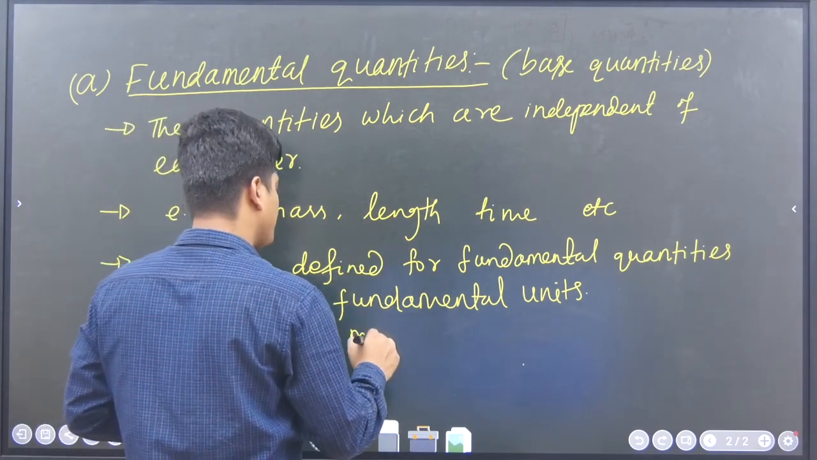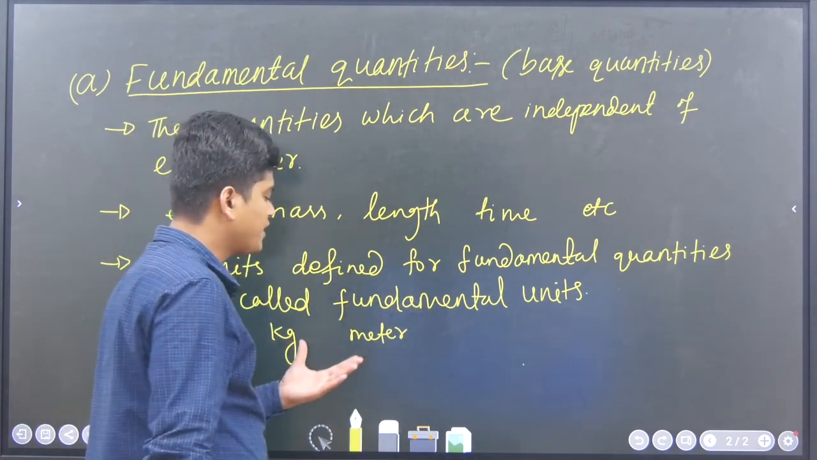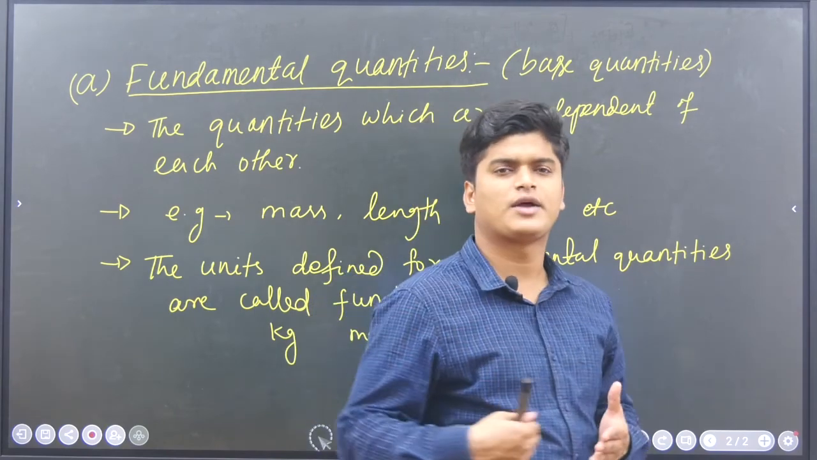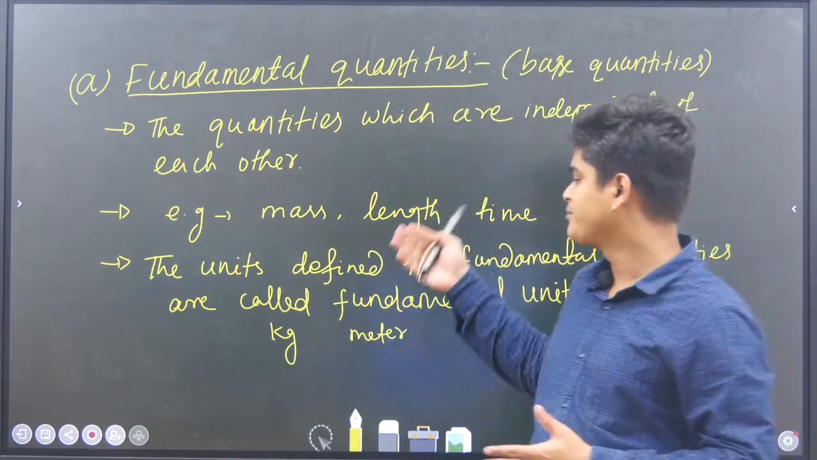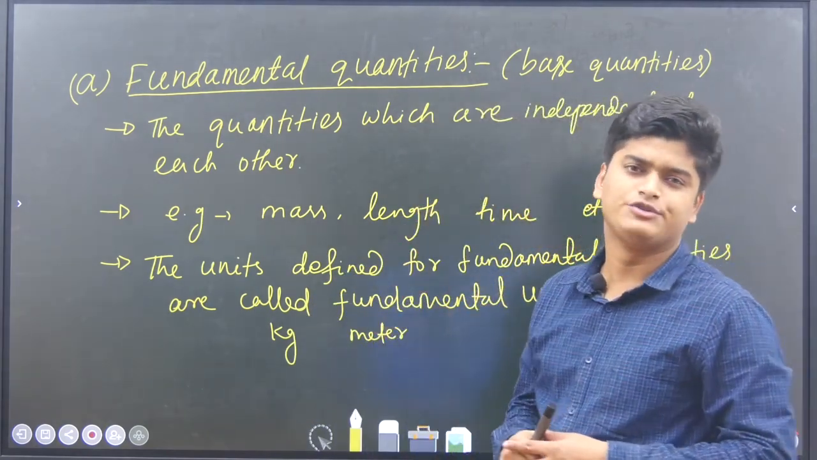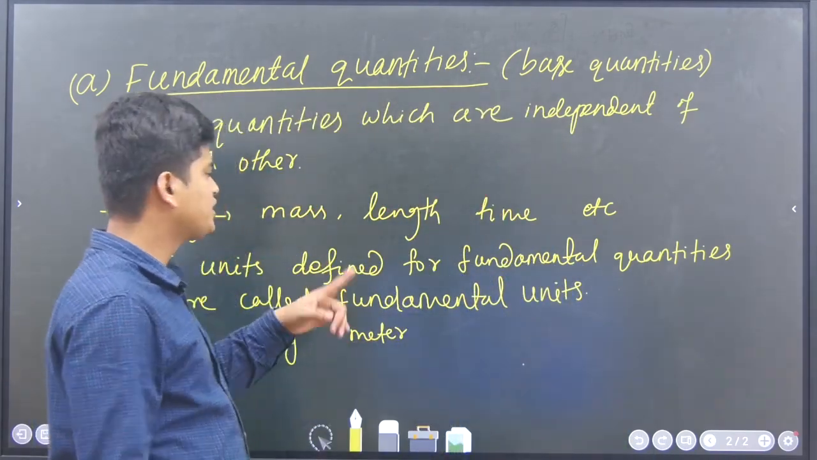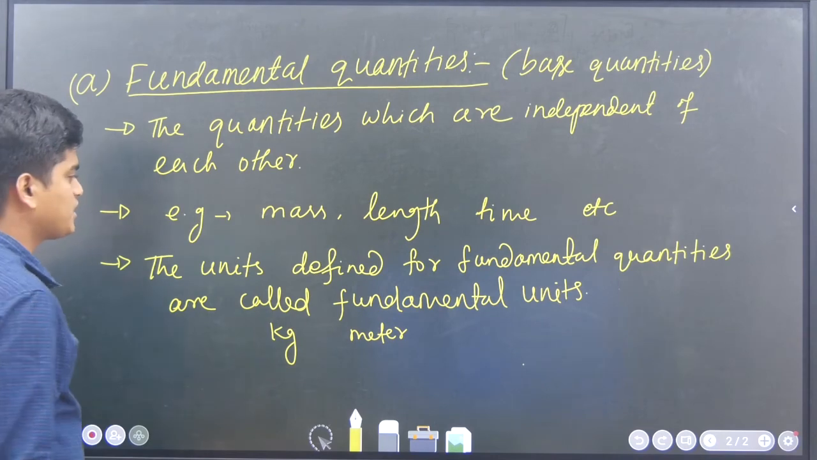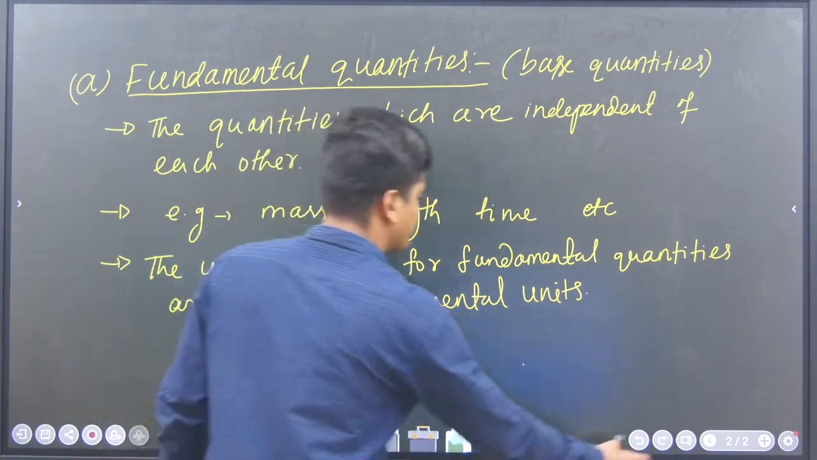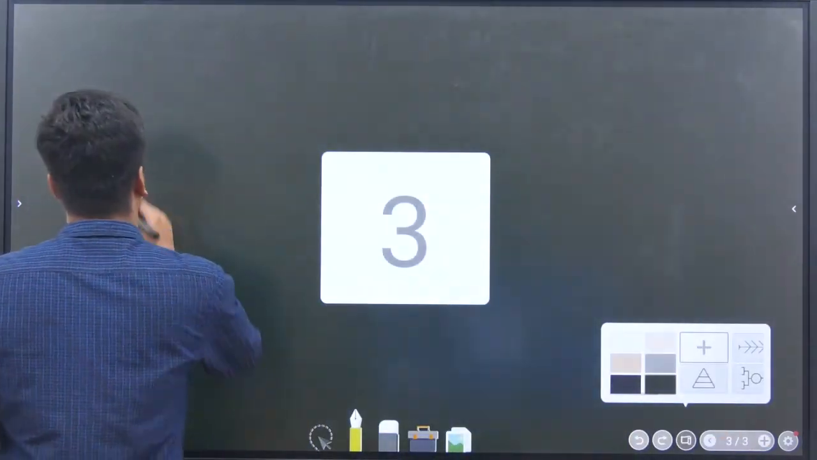For length I am representing meter. This is the SI unit I am telling. So, meter will be the fundamental unit. Similarly, for time, suppose I am measuring, that unit is second, then second will be the fundamental unit. So, remember the units defined for fundamental quantities are called basically fundamental units.